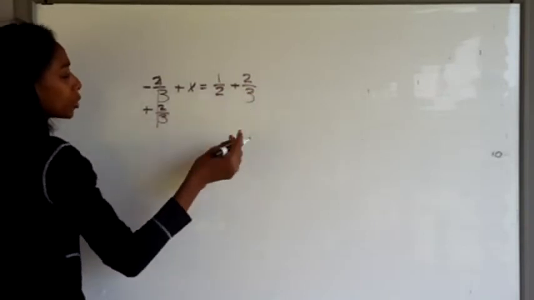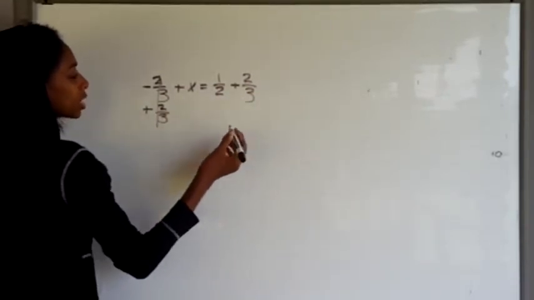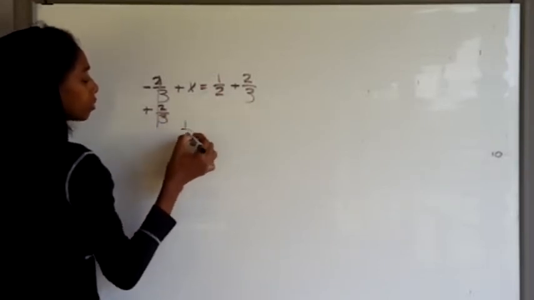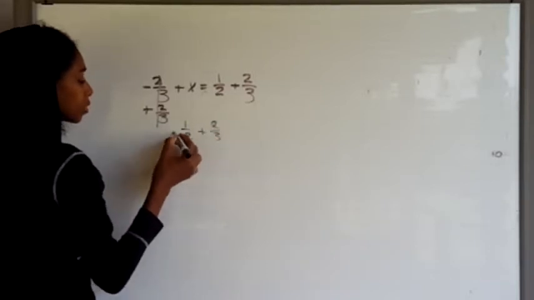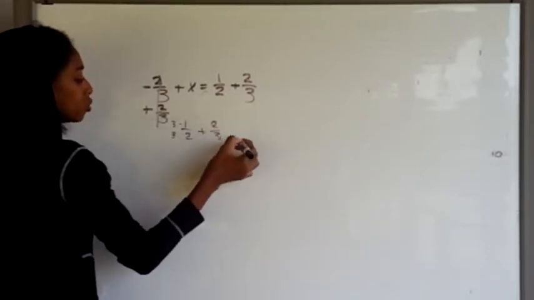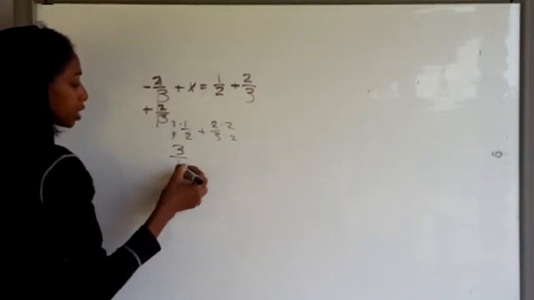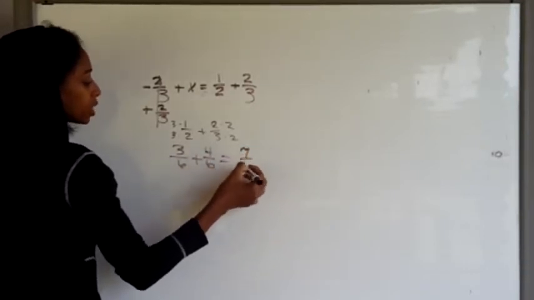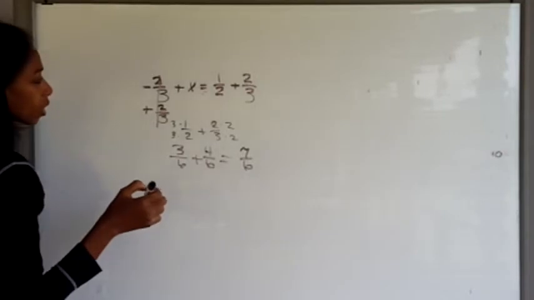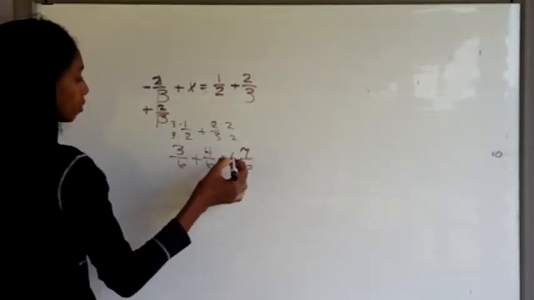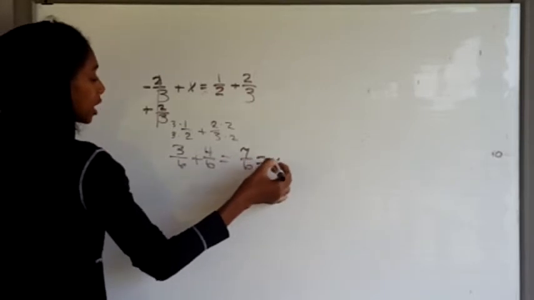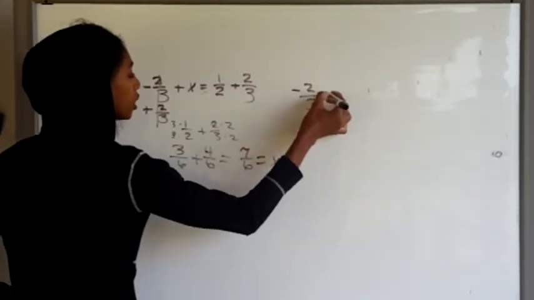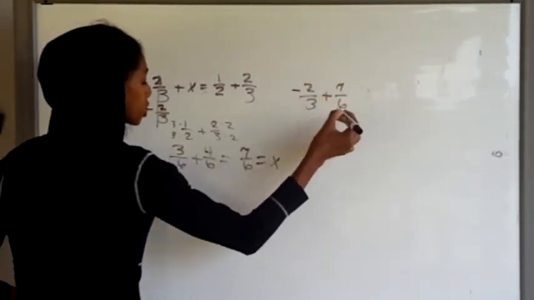So 1/2 plus 2/3, to get the least common denominator, that's gonna be 6. We're gonna multiply this by 3, and we multiply this side by 2. And that gives us 3/6 plus 4/6. And we add the numerators, which gives us 7/6. So 7/6 equals x.